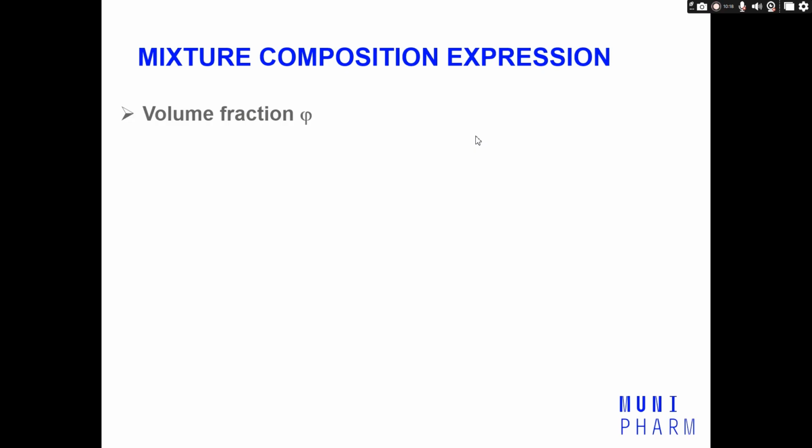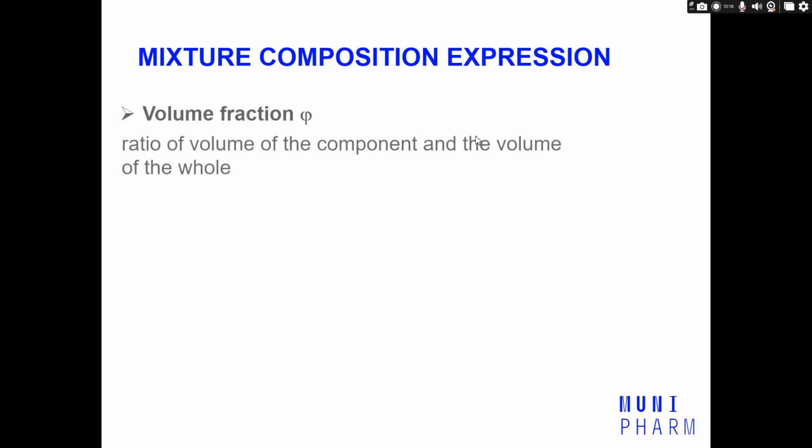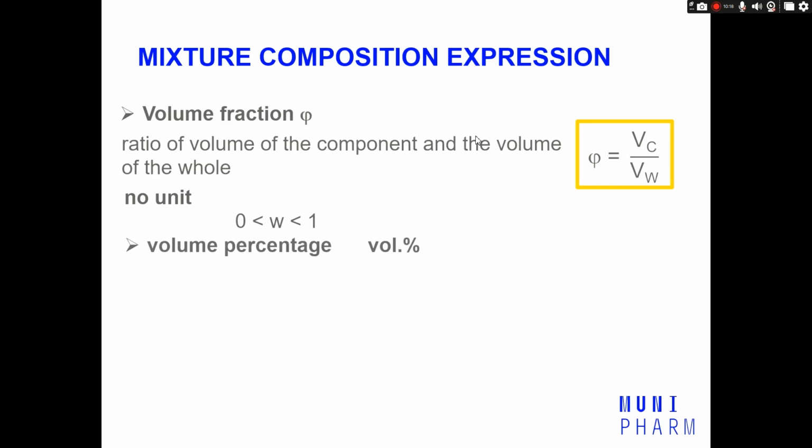Analogically to the mass fraction, we have two more fractions, volume and molar fractions. We use them much less, but we will list them here for the completeness. The volume fraction phi is the ratio of the volume of the component and the volume of the whole. Again, this value has no unit, and again, the value is within the range of 0 to 1. By multiplying by 100, it can be converted again to the so-called volume percentage.